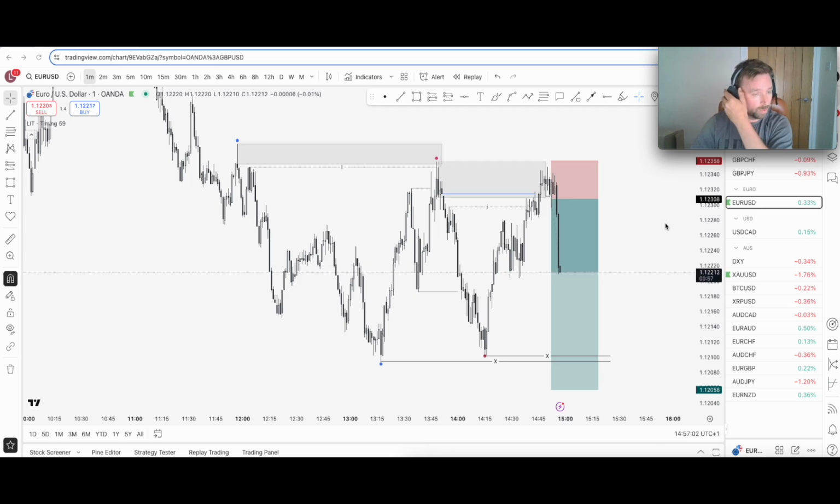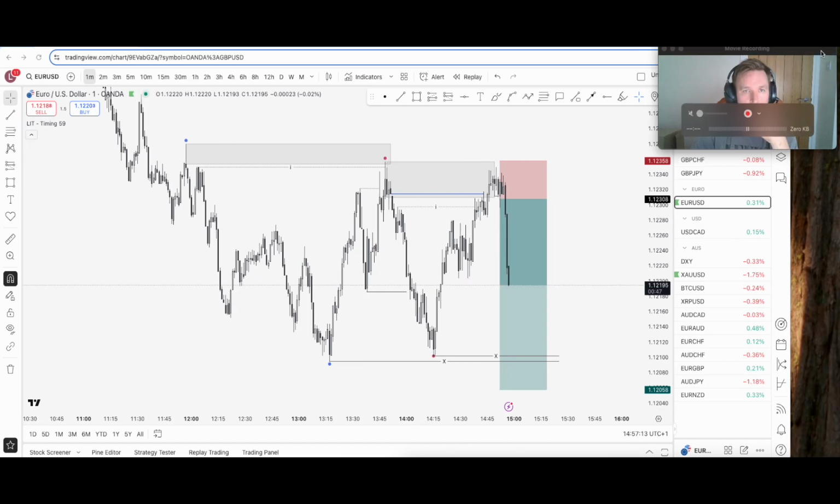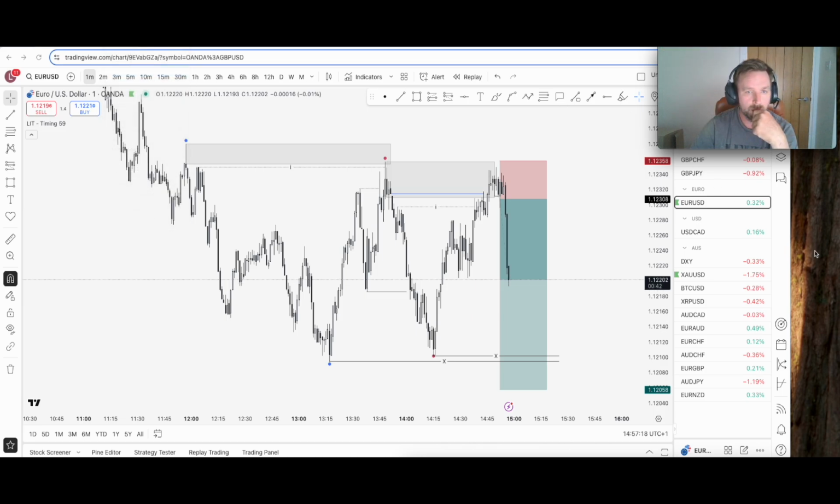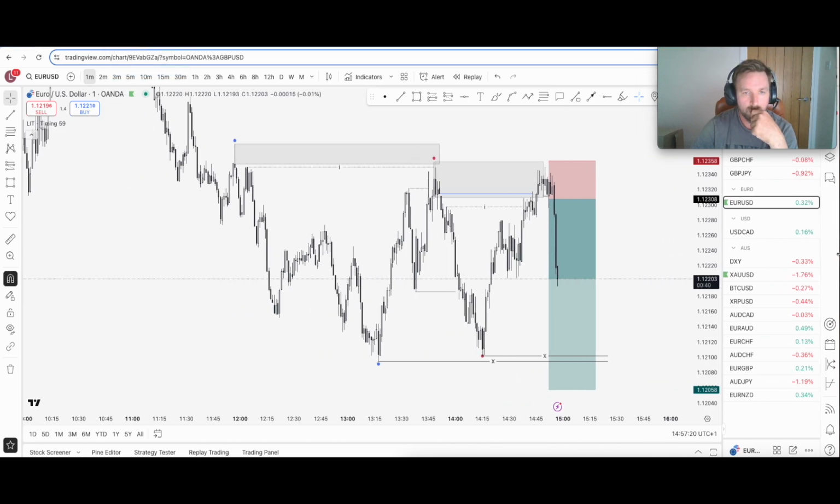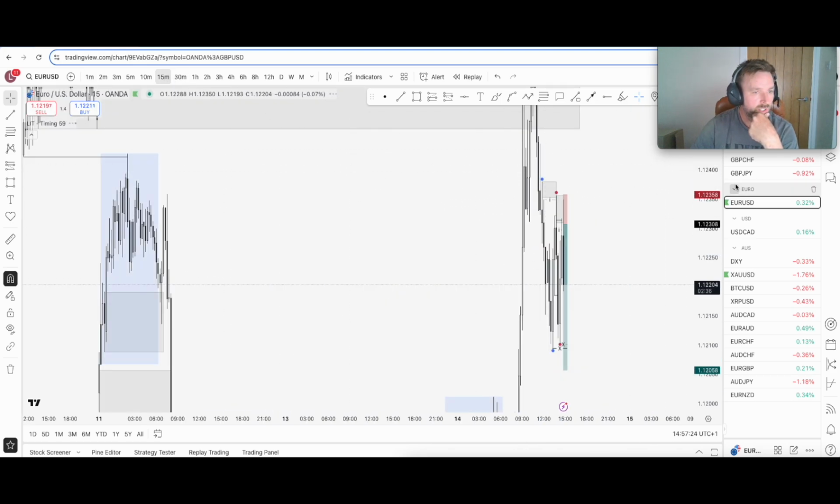Right, going to talk about this trade that I'm in on EU. Need to do that. Float on top. That's it. Okay. So let me try and give a breakdown of why I took this trade.